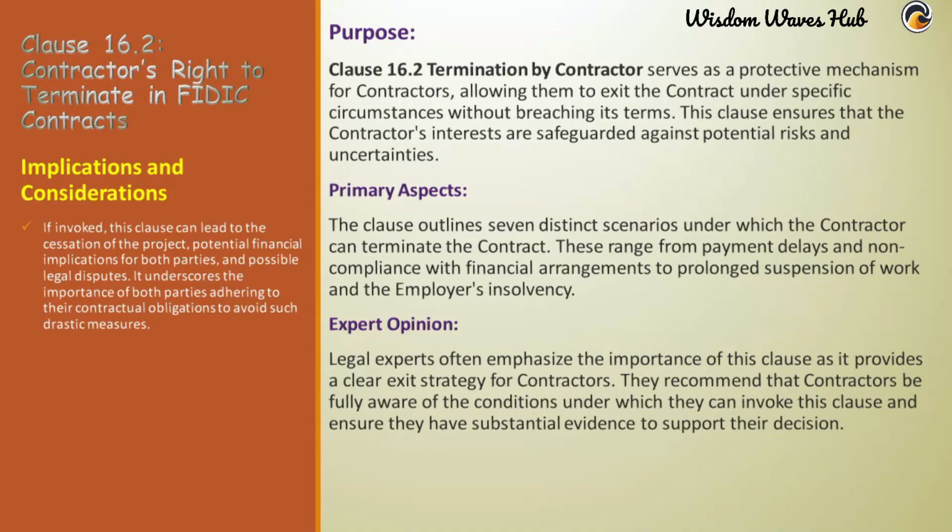If the contractor does not receive the amount due under an interim payment certificate within 42 days after the time stated in subclause 14.7, payment termination is an option. This clause ensures that the contractor is paid on time for the work done. If the employer substantially fails to perform his obligations under the contract, the contractor has the right to terminate. This is a broad provision that can cover various failures on the employer's part.